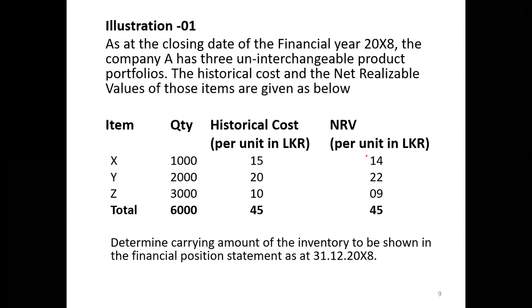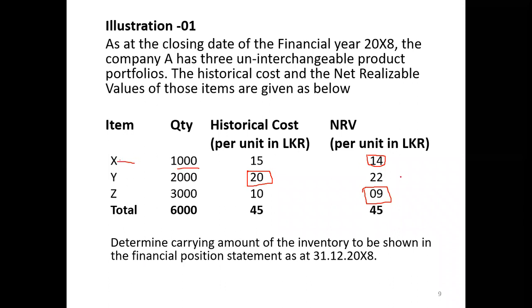We have to take this value. Right? We take this value. And in case of Y, we compare cost and NRV, and we take this value. And Z, so 10 and 9. So we choose 9. Right?